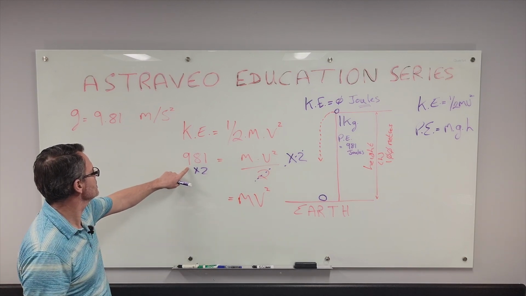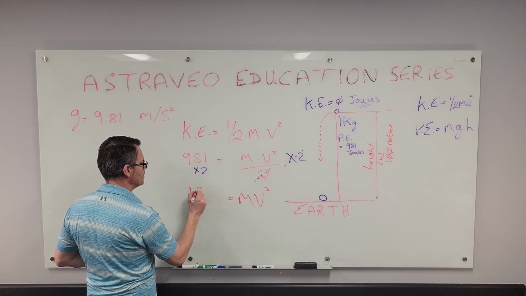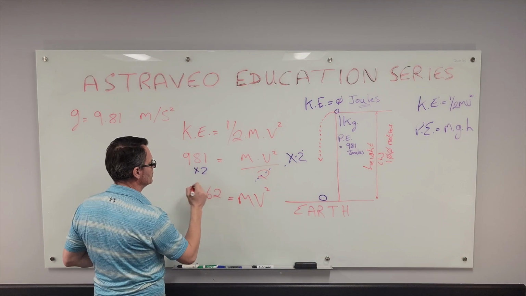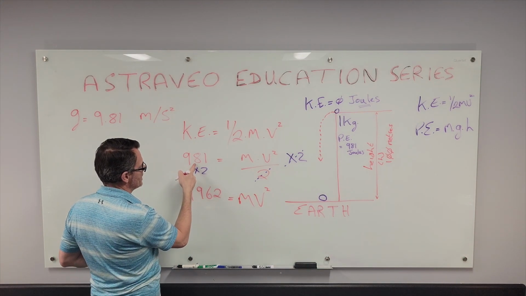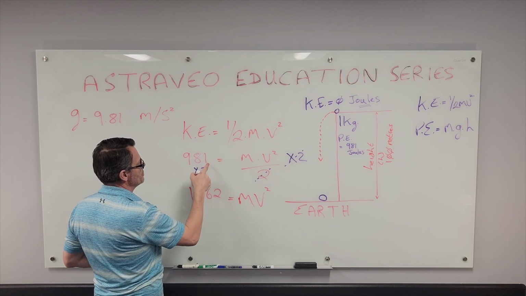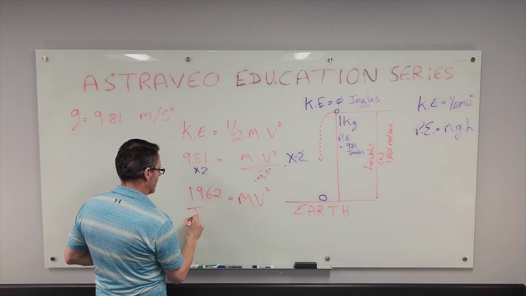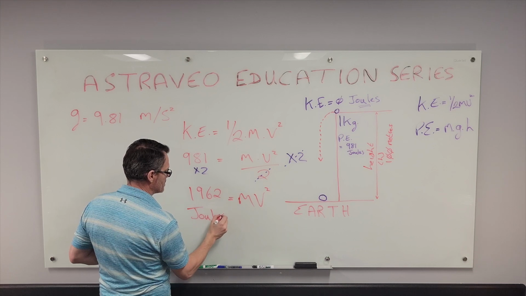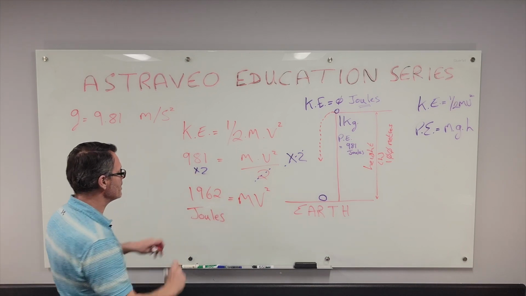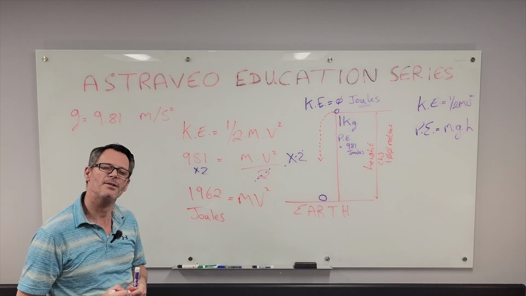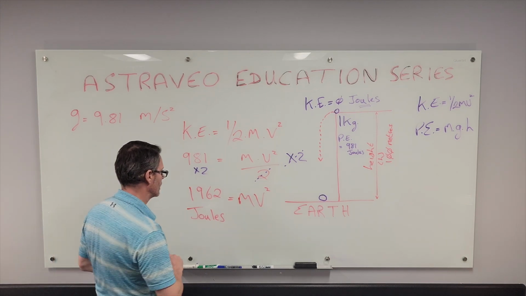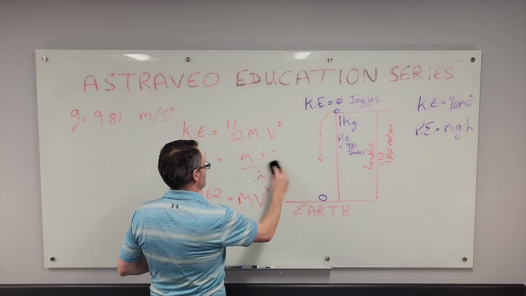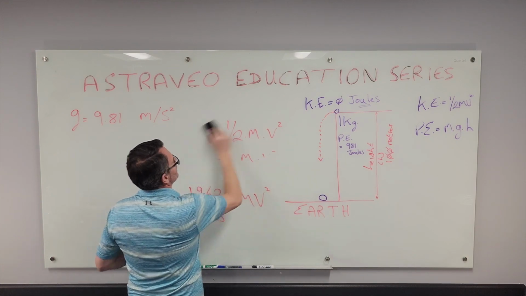Not sure I can do this in my head at this time of night, but this is going to be something like 1962. 2 times 900 is 1800. 2 times 80 is 160. 1960 plus 2 times 1 is 2. Yes. Don't forget, very important in science, the units. mv squared is 1962 joules.